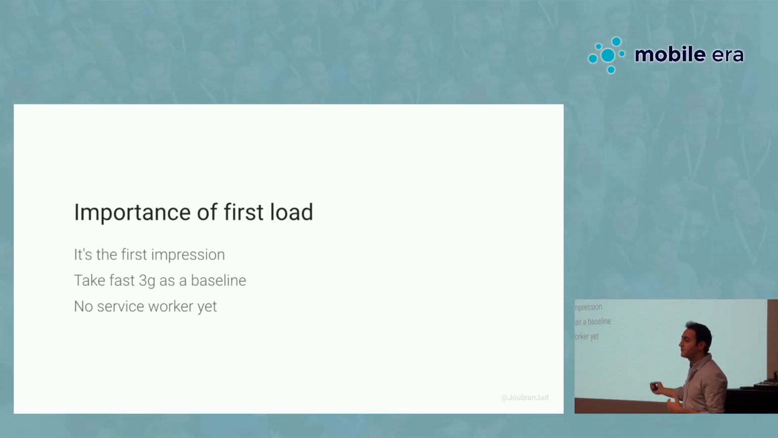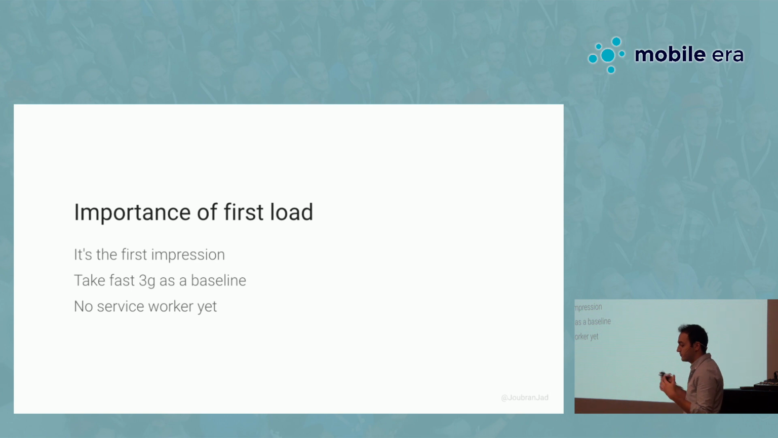And again, if you're building for mobile, take Fast 3G as baseline. And don't forget that service workers are great, but in the first step, like in the first page load experience, you cannot have a service worker just yet. So you're loading just index.html, app.js, app.css.